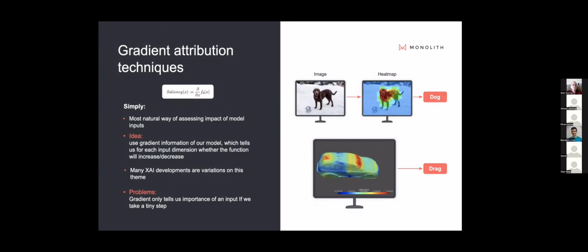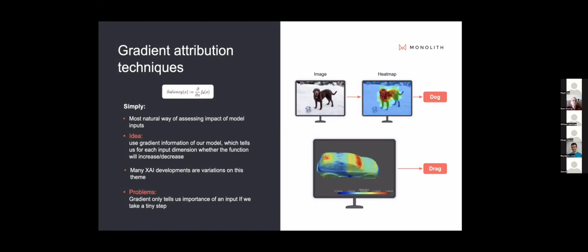So the natural question is, how do we apply those techniques to the 3D world? And one of the ways we can do that is we can make use of gradient information in the model, which is actually really handy for neural networks, because we end up computing gradients as part of the backprop anyway to learn the parameters of the model. So we can make use of that.